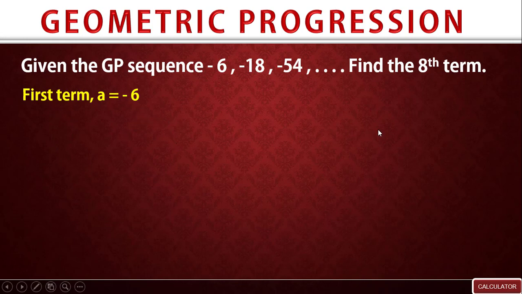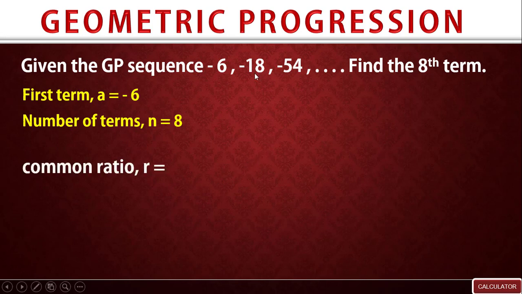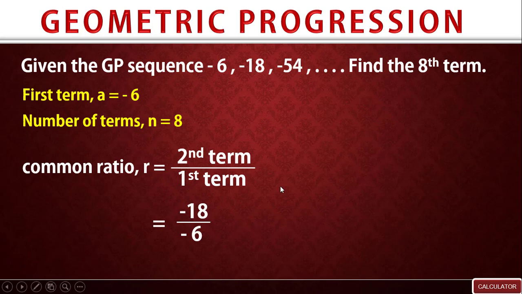Okay, next thing we need to do now, you know, we're asked to find the 8th term here. It simply means our number of term here will be 8. So our number of term N equals 8. So next thing we need to determine, you know, in geometric progression formula, we need the A, we need the N, and we need the common ratio, which is the R. So let's determine the common ratio. Common ratio R is given to be second term all over first term. You remember that. Okay, so that means we will have minus 18 divided by minus 6.